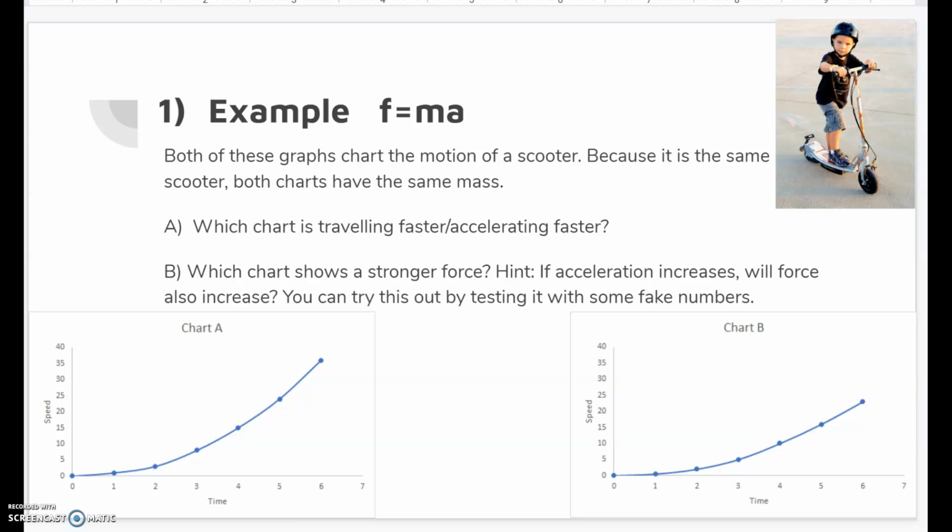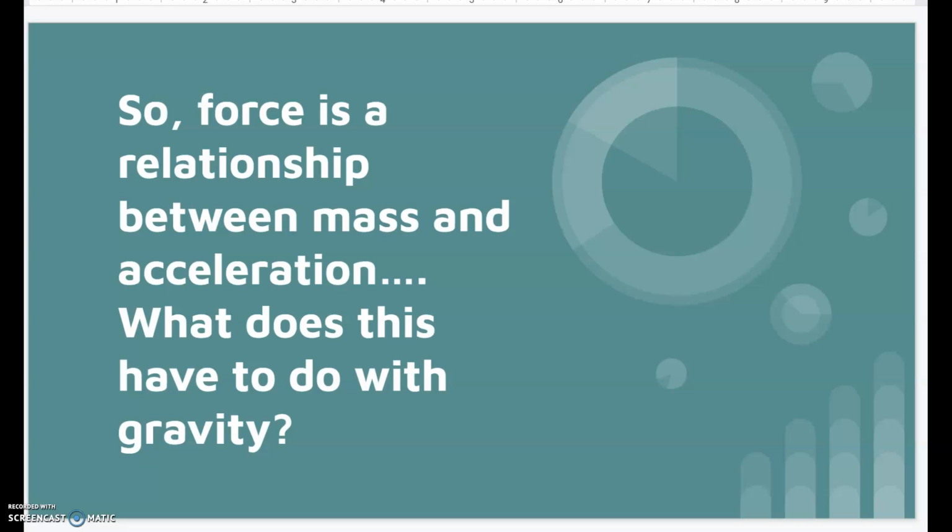And so moving on from that, force is a relationship between mass and acceleration. What does this have to do with gravity?